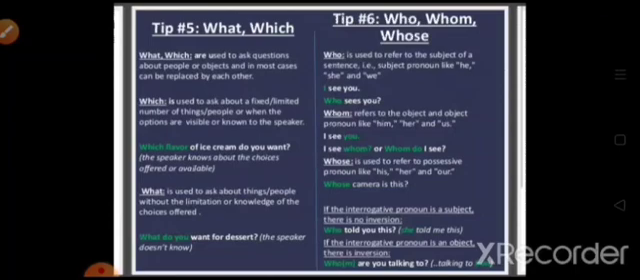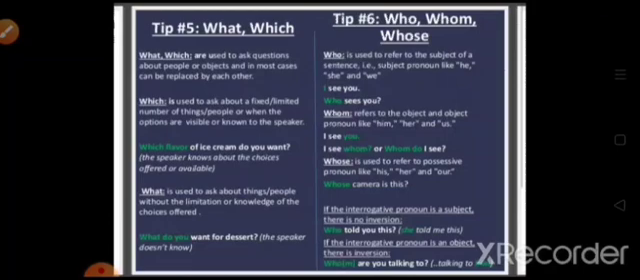Who is used to refer to the subject of the sentence, subject nouns like he, she, and we. Here you can see I see you. Who sees you? And whom? Where are we going to use whom? Whom refers to the object pronoun like him, her, and us. I see you, I see whom, or whom do I see.